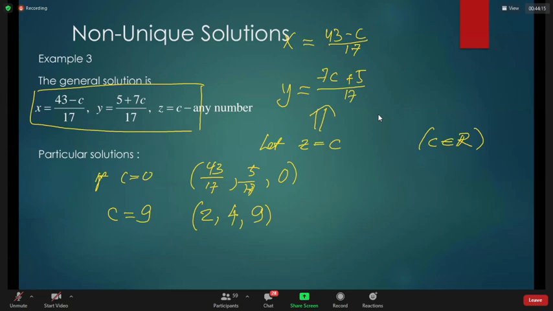Or if c is minus, I don't know, maybe minus 11, now I would have 54 over 17. That's not a nice number at all. I know it would not be that, because if it's minus 11, then we have minus 77 plus 5, that's minus 72.